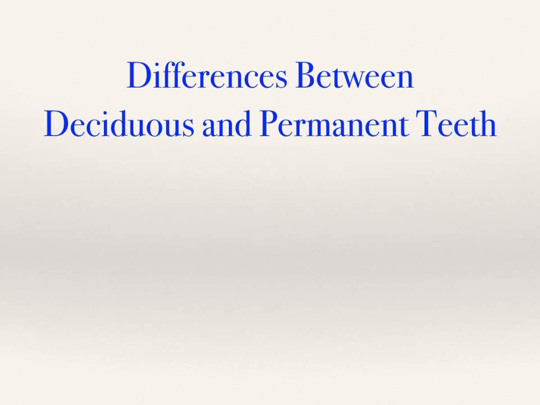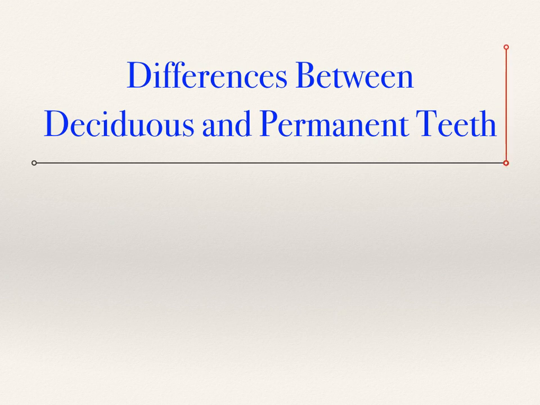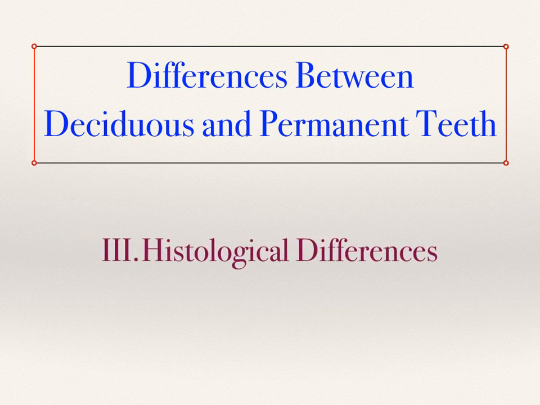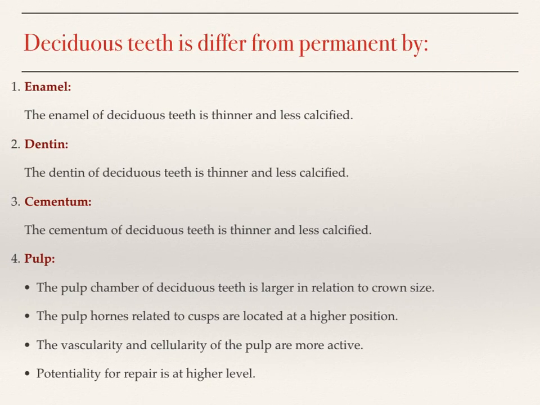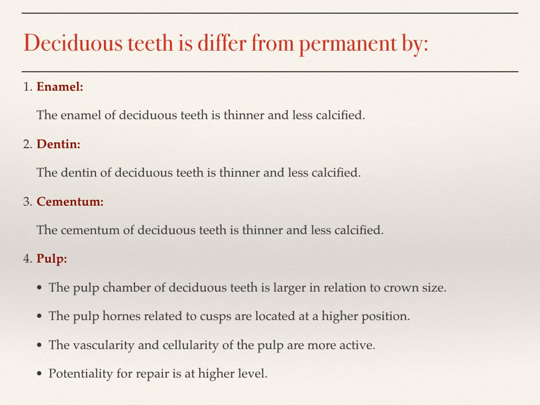The third way for differences between deciduous and permanent teeth. Histological differences. Deciduous teeth differ from permanent by the following. The enamel of deciduous teeth is thinner and less calcified. Also, both dentine and cementum of the deciduous teeth are thinner and less calcified.